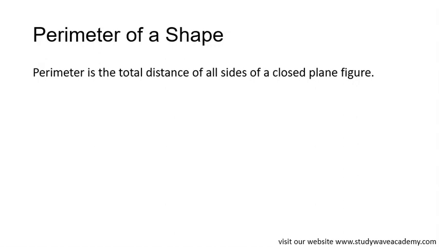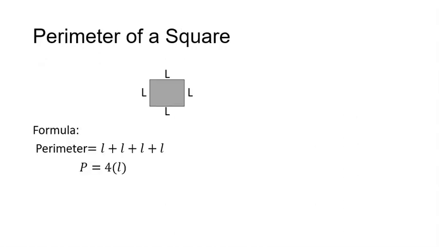Perimeter is the total distance of all sides of a closed plane figure, okay? So in today's lesson, we're going to be looking at the perimeter of a square, the perimeter of a rectangle, and the perimeter of a circle, okay? We're going to be looking at how to solve the perimeter of these shapes we just mentioned. Do you understand? So first we're going to be looking at the perimeter of a square.